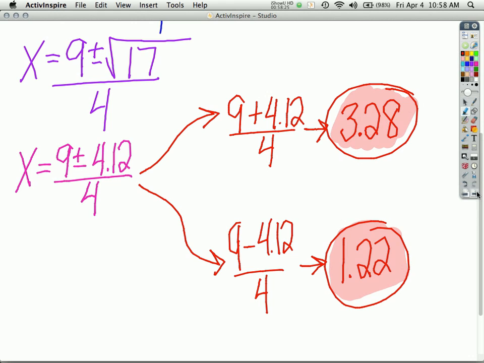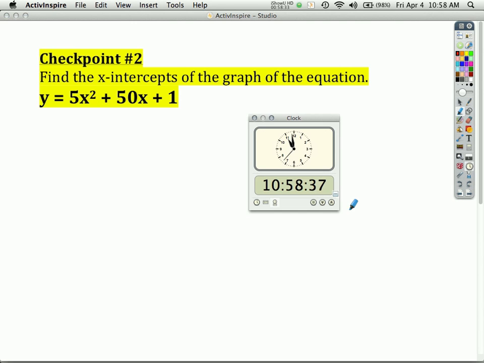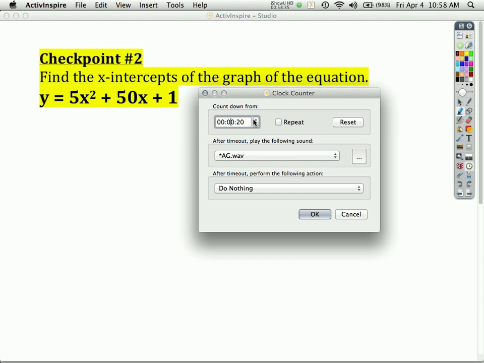All right, so now is your second chance to prove that you're understanding. Find the x-intercepts of the graph of this equation. And you've got 3.5 minutes to do it.